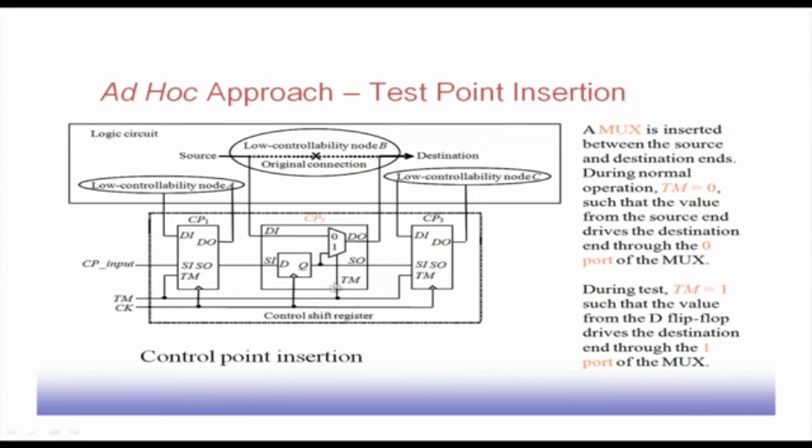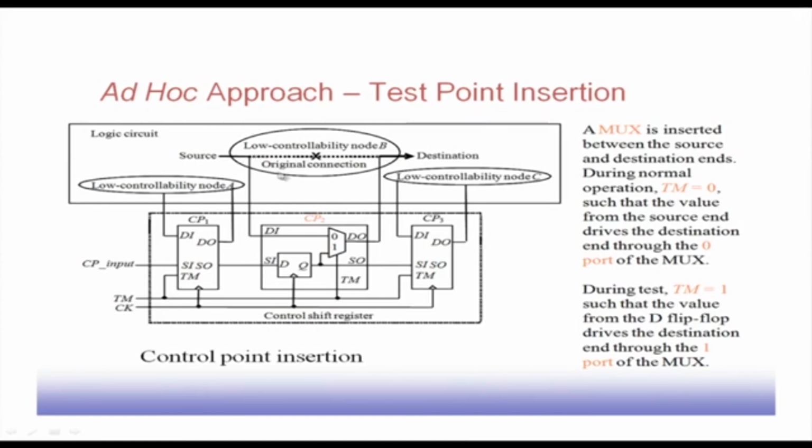Now, for the normal operation of the system, this test mode, this TM input, is 0. As a result, this data input line will come from here and go through this DO line to the destination. So, this multiplexer will be transparent. From the DI line it will come to the DO line and go to the destination, as if this connection gets established.